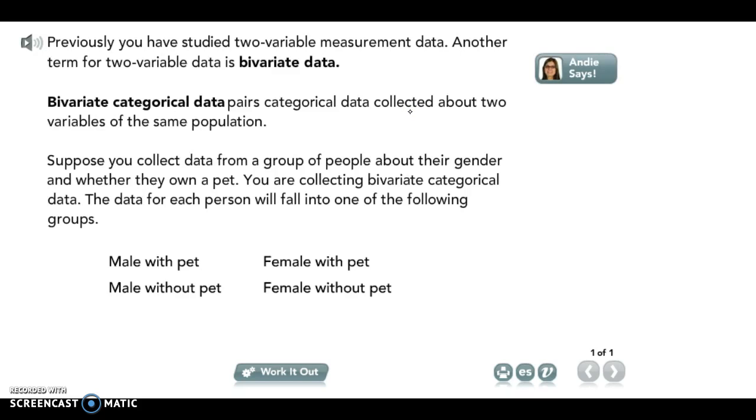And right here, they've given you some examples, and it says maybe you are collecting data from a group of people about their gender and whether or not they own a pet. So then you would be collecting bivariate categorical data because you are asking people about their gender, and that's a category, and whether or not they own a pet, and so the answer would be yes or no. So both of those are going to be categories.